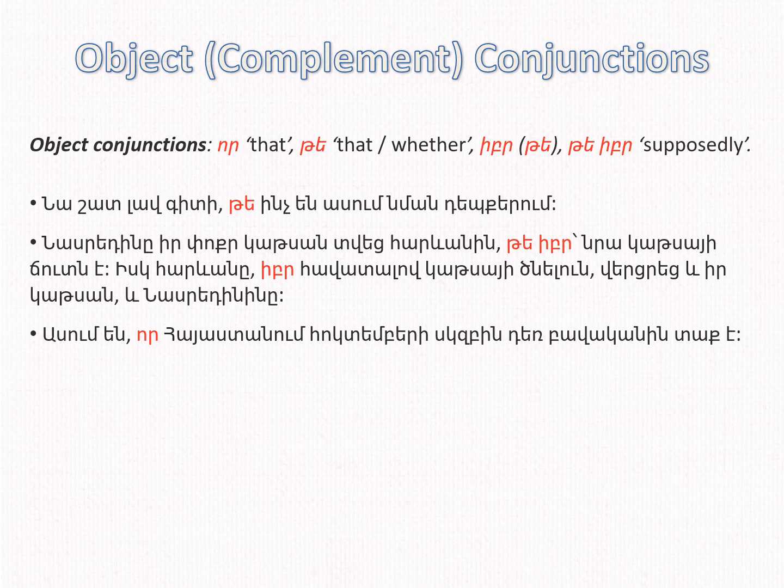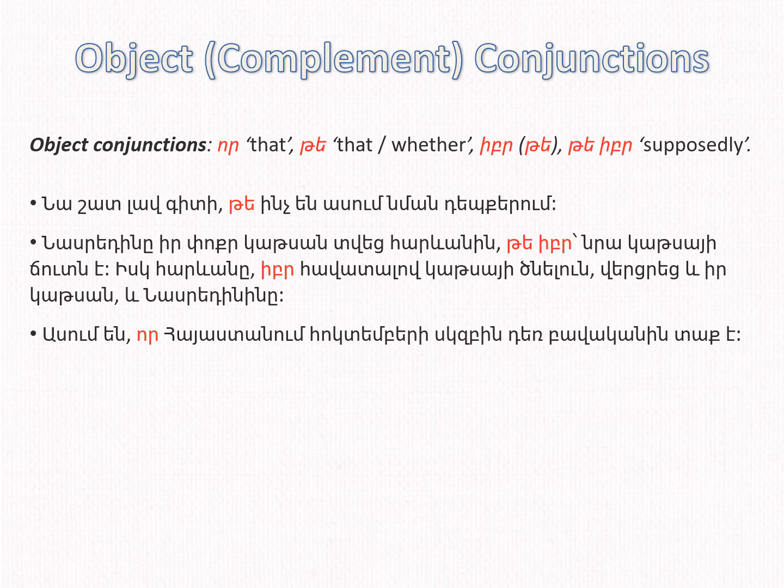Another example, Nasredine ir փոքր կացան տվեց հարևանին, թե իբր վերա կացայի ճուտն է. Nasreddin gave his small pot to his neighbor, allegedly as if it were the offspring of the neighbor's pot. The most common conjunction, however, is vor.